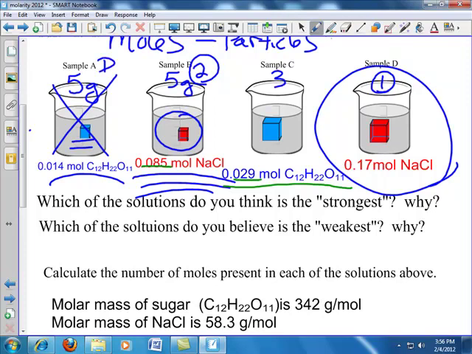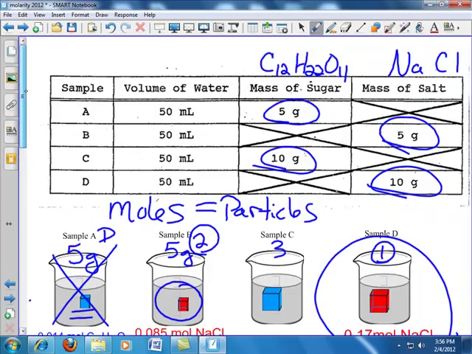So that's probably a surprising fact to you. But the bottom line here is we cannot determine concentration by looking at mass. Okay? What we have to do is we actually have to look at moles that are in the solution, because the moles are actually our number of particles.